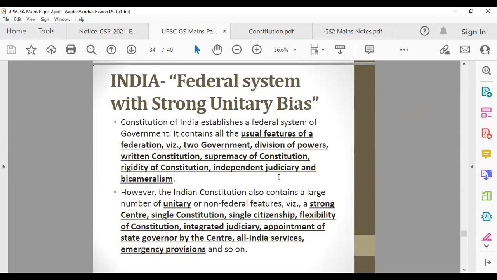So India is a federal system with strong unitary bias, and we have talked about each of these features in detail. What is division of power, supremacy, integrated judiciary, all India services, emergency provision? Please have a look at it, and you should be knowing. This is a mains question as well as a prelims question.